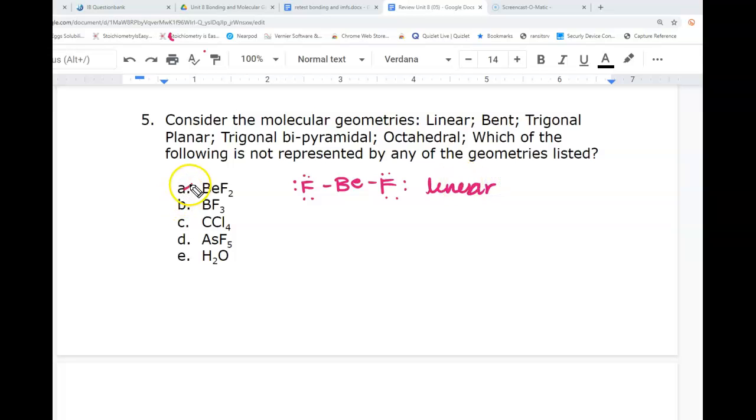So that one can be crossed out because linear is representative. So then we have BF3, and BF3 is also going to be a strange one that only bonds with 6 electrons around it.